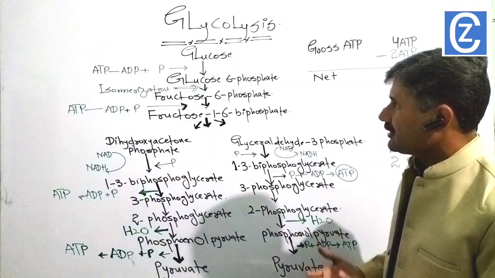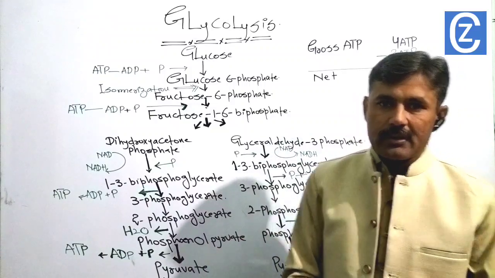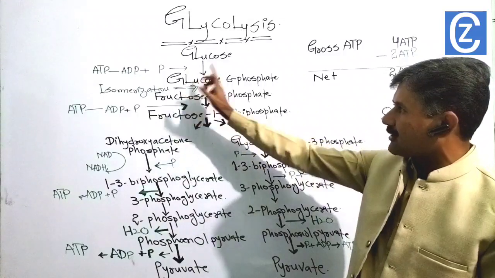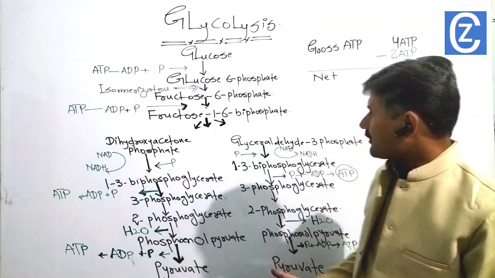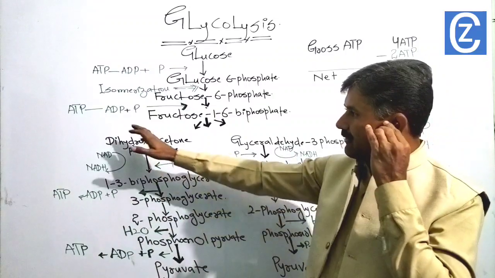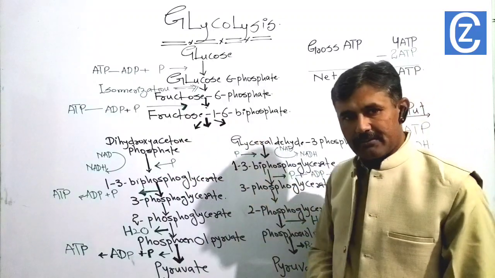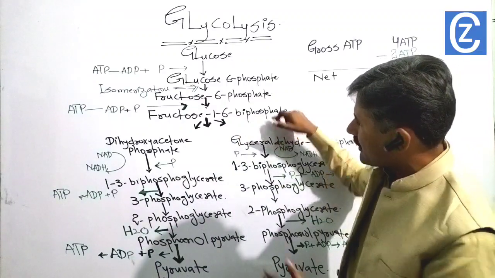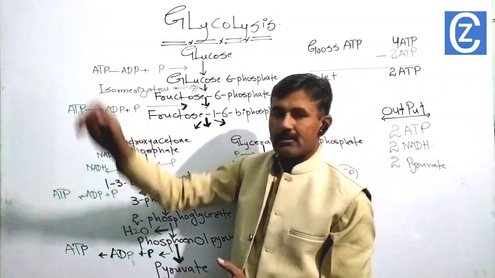After phosphorylation, glucose 6-phosphate is formed, and in the next step, the same glucose 6-phosphate undergoes isomerization and is converted into fructose 6-phosphate. Fructose 6-phosphate once again undergoes phosphorylation, and we consume another molecule of ATP and produce one molecule of fructose 1,6-bisphosphate. This is a phase of glycolysis where we have consumed two molecules of ATP.